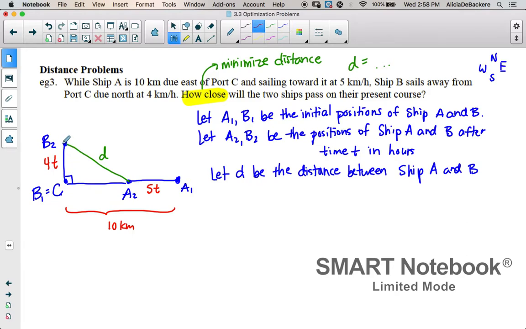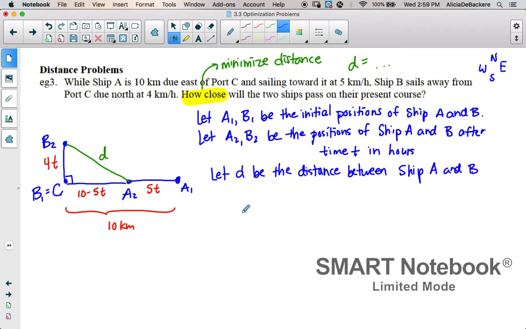And the Pythagorean theorem tells me I can find the sum of the squares of the 2 legs of the triangle. So I wish I knew an expression here for this side length, but I know that this whole distance is 10, and this distance over here is 5t, so the leftover bit here must be 10 minus 5t. So now I've got 2 expressions. I'm going to combine them using the Pythagorean theorem.